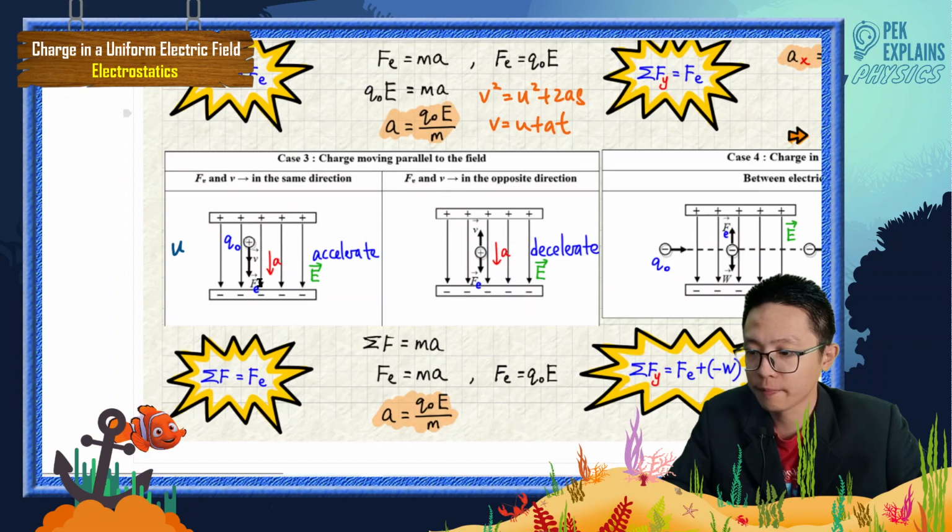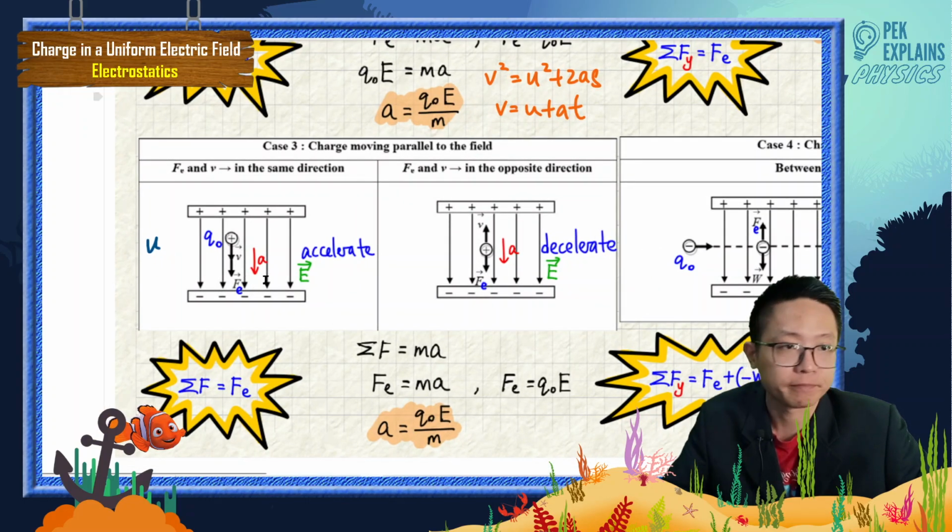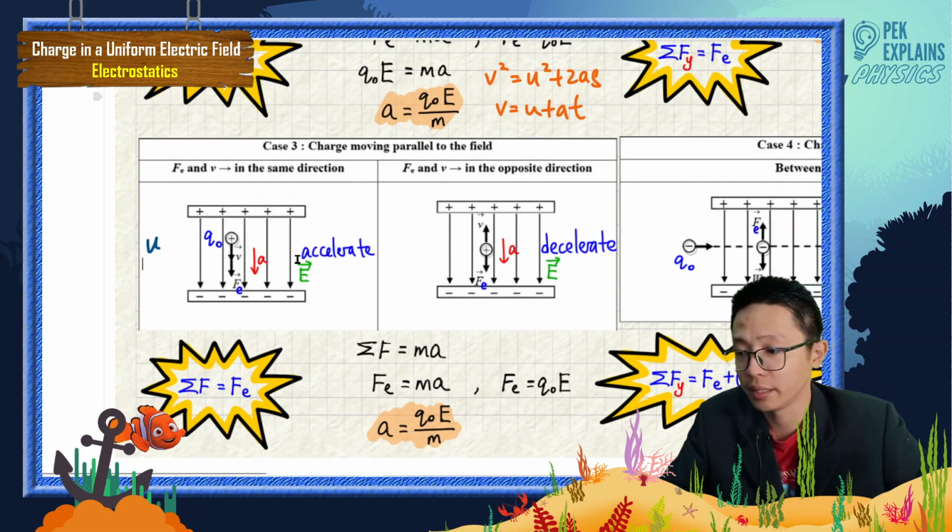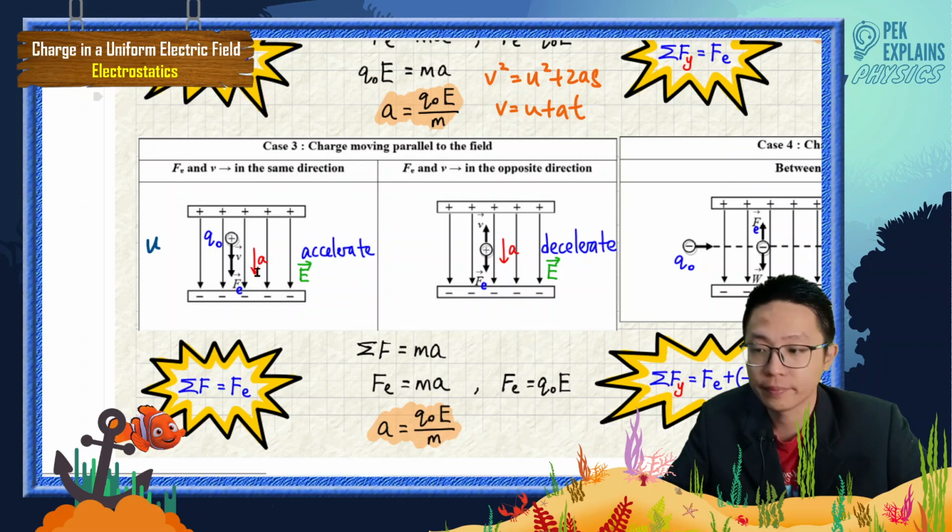What will happen? Both of these are positive test charges, both attracted to the positive plate. So both forces are downward. When the force is downward, acceleration is also downward, because acceleration follows the force. Understand?